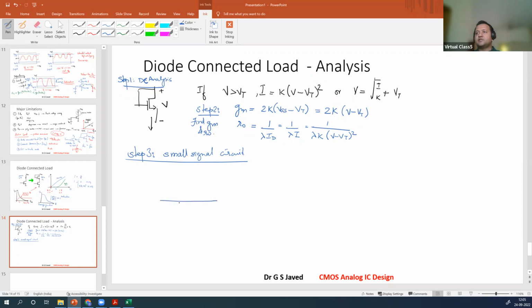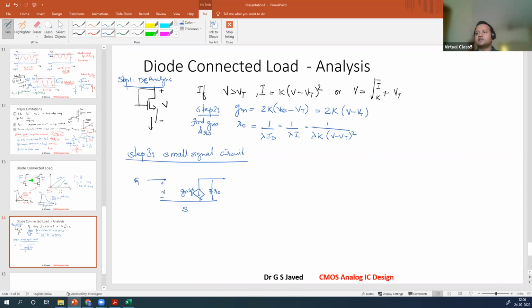Draw the source first. Source. Gate is here. Drain is here. Gm VGS. R naught. Okay. We know Gm. We know R naught.